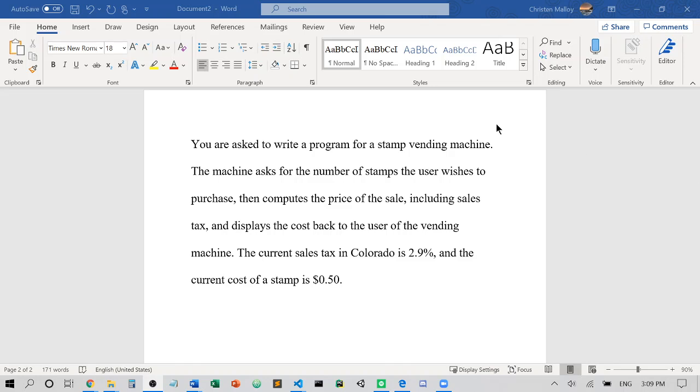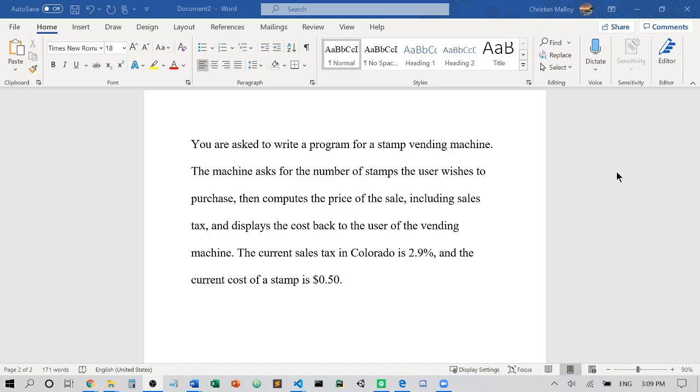Based on the prompt before you, you are asked to write a program for a stamp vending machine. The machine asks for the number of stamps the user wishes to purchase, then computes the price of the sale, including sales tax, and displays the cost back to the user of the vending machine. The current sales tax in Colorado is 2.9%, and the current cost of a stamp is 50 cents per stamp. Based on this information, we're going to have to write a piece of code to simulate the vending machine operation.